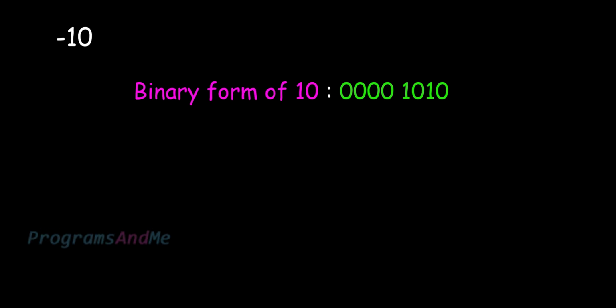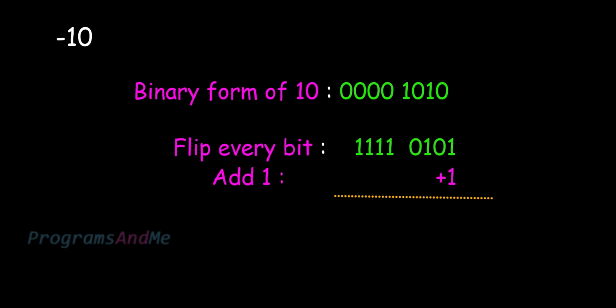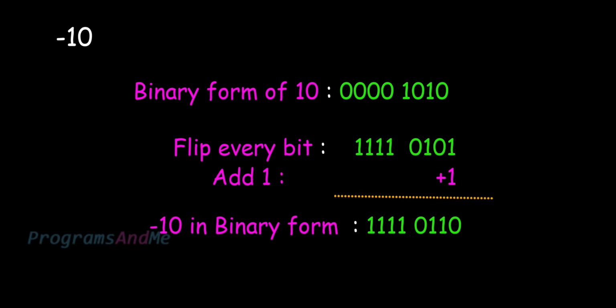Okay, here we can see another example, -10. First find out the binary representation of 10, then flip every bit, then add 1. This is the binary representation of -10. Here we are using the 2's complement method.